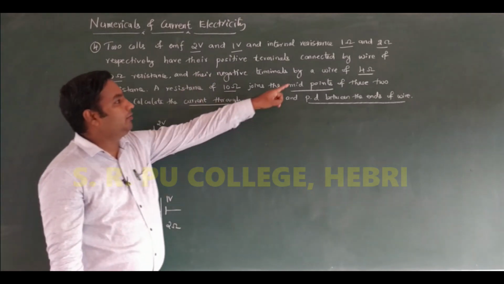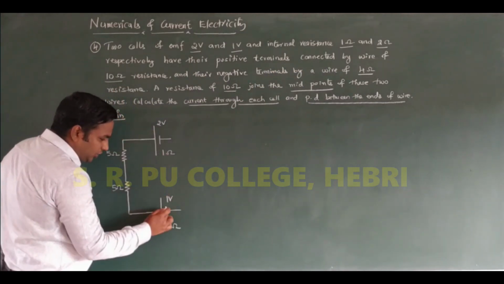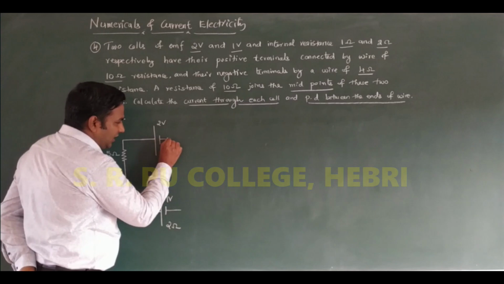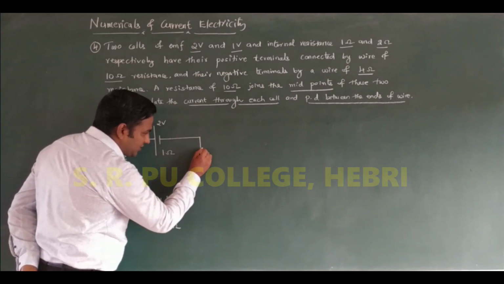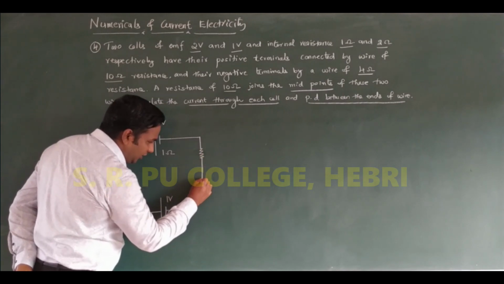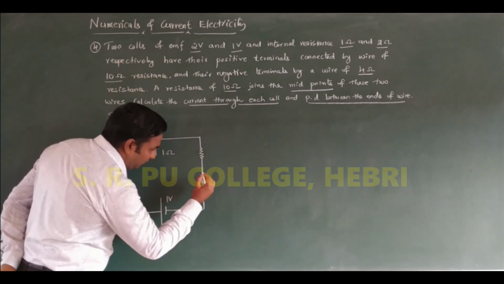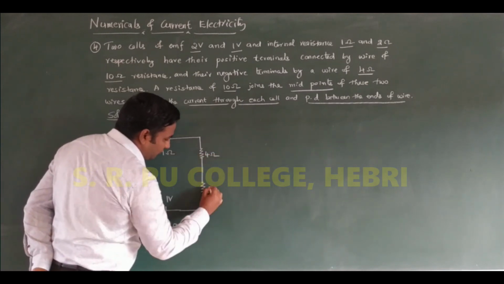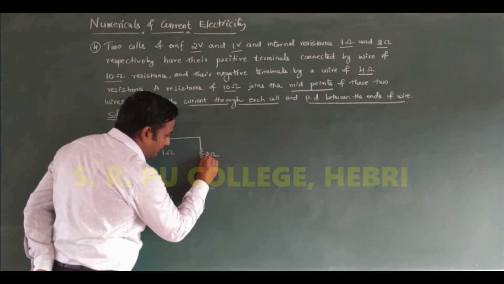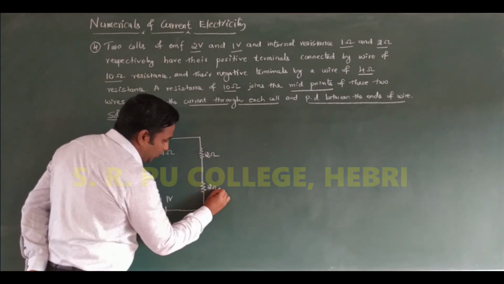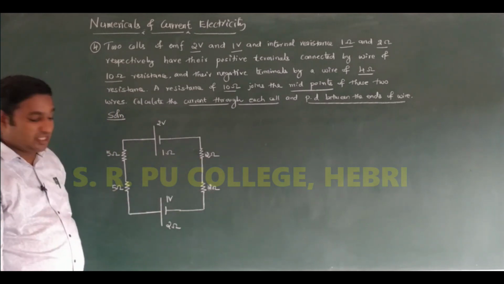And the negative terminal by a wire of how much is given here? 4 ohm. The negative terminal of this cell is connected to the 4 ohm resistor. That 4 ohm resistor is also divided equally into two parts. I consider two equal parts of the 4 ohm resistor. Sorry, 4 ohm is divided equally into how many parts? 2 parts. This becomes 2 ohm, 2 ohm. Total, these two are in series, 4 ohm. Total, these two are in series, 10 ohm.